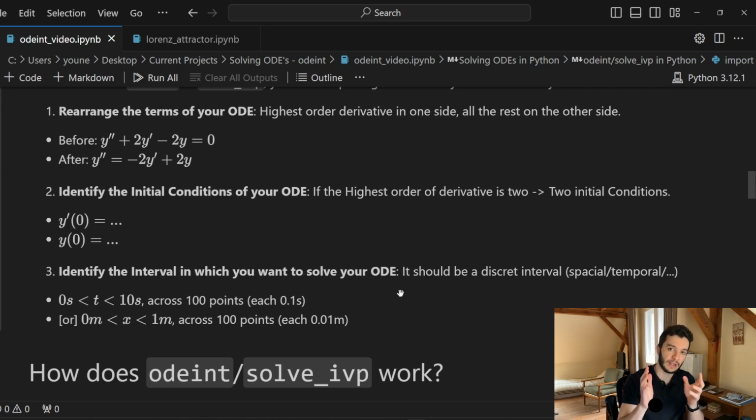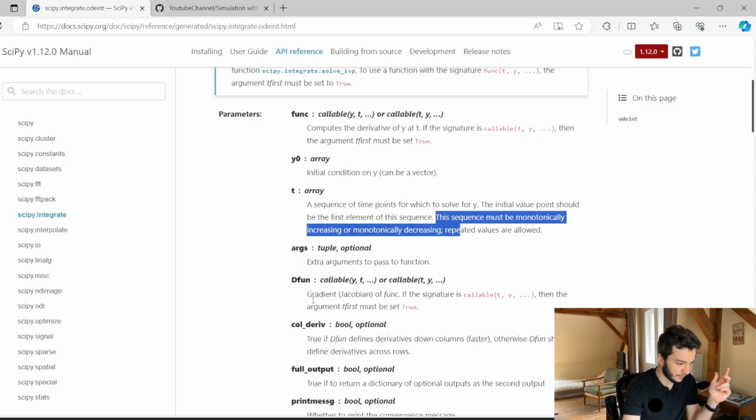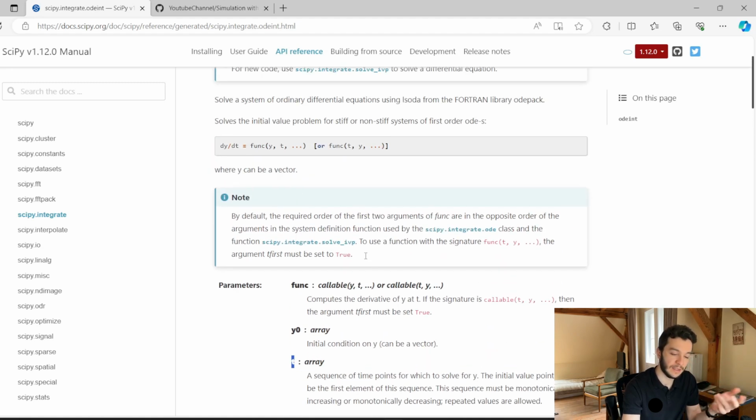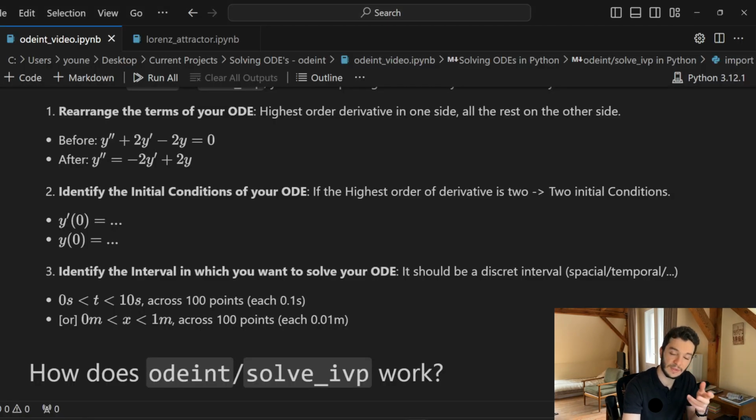Now we know that it should be a discrete interval, that's for sure. It can be spatial, temporal. You often see that in the ODE function here, we speak about t as in time, but you can also use x, for example, to describe space.